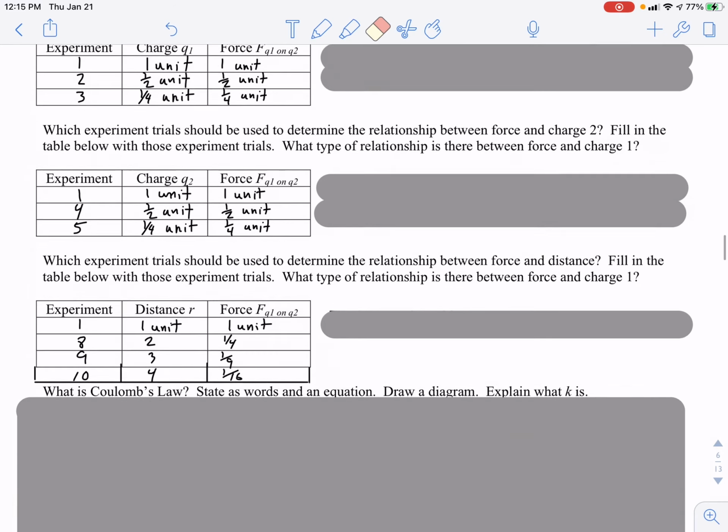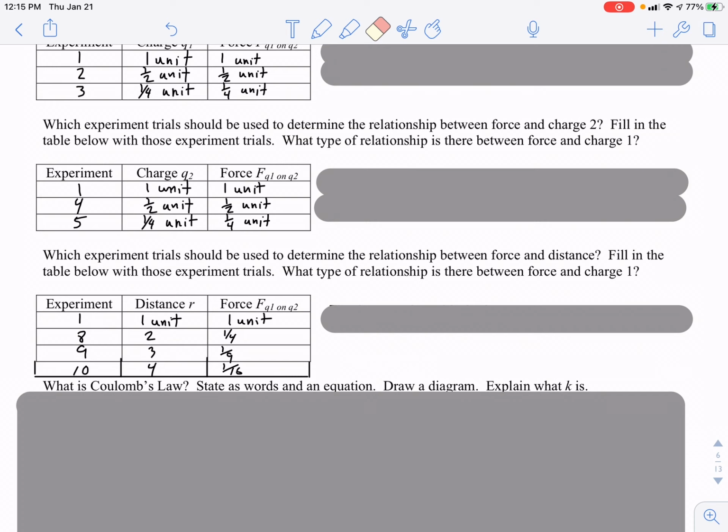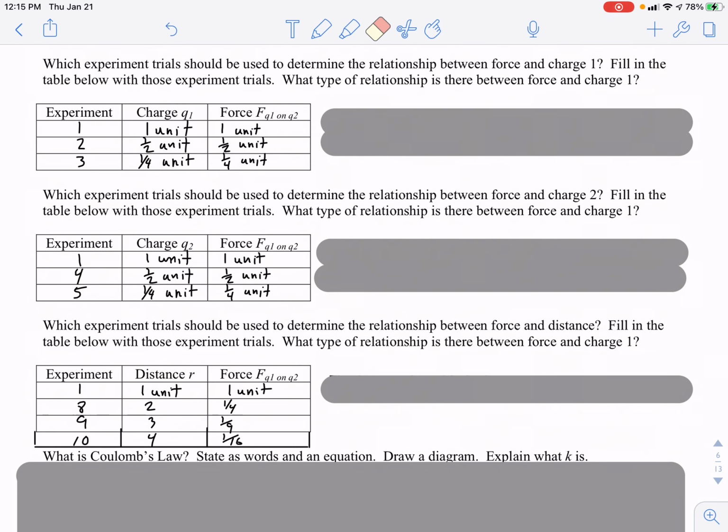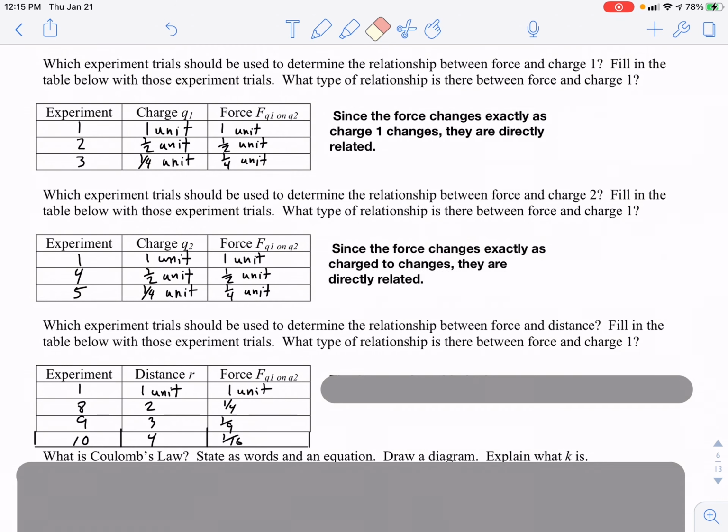Which experiment trials should be used to determine the relationship between force and charge 2? Fill in the table below with those experiment trials. What type of relationship is found with force and charge 2? Well, there we're looking at experiment 1 again for the baseline data, but then also experiments 4 and 5, where we can see charge 2 is changed. This creates the exact same type of relationship as we saw in the previous example. In both of those cases, there is a direct relationship between the charge and the amount of force applied.